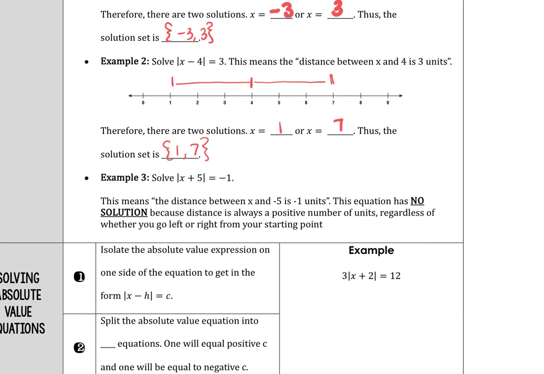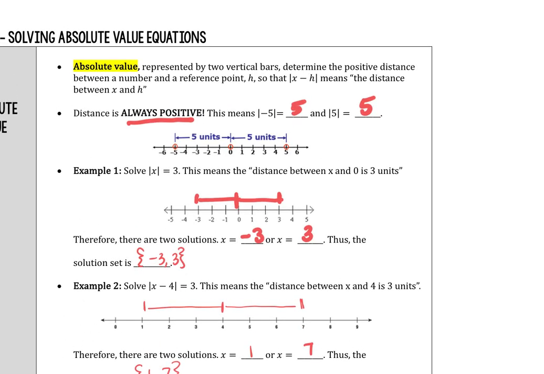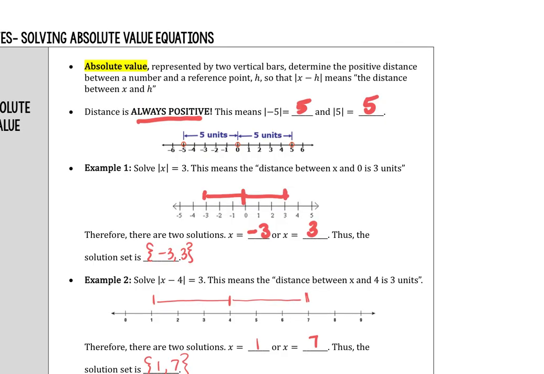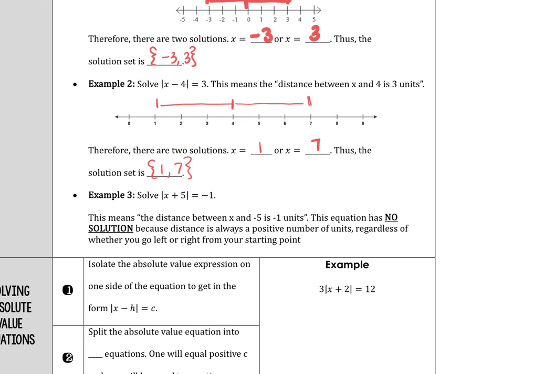All right, one more example here, just kind of explaining absolute value. This time we're solving the equation, the absolute value of x plus 5 is equal to negative 1. Remember what we said in this second bullet point up here. Distance is always positive, and absolute value is talking about a positive distance. So, in this last example, what this is saying is that the distance between x and negative 5 is negative 1 units.